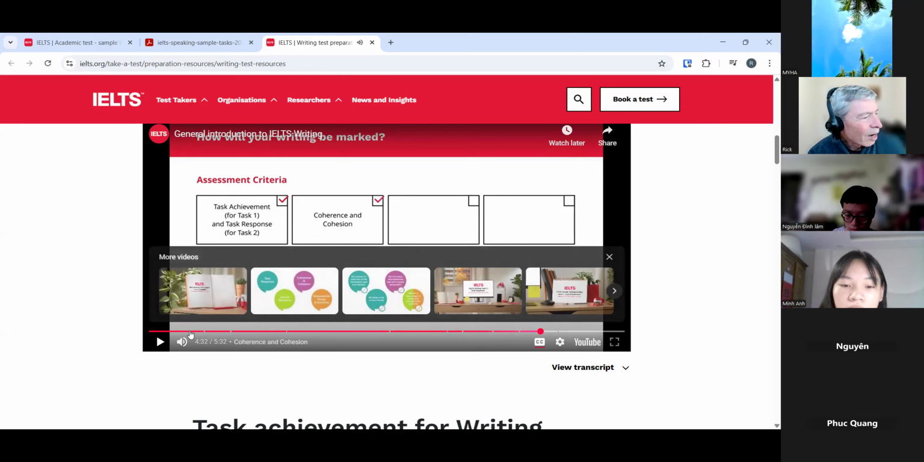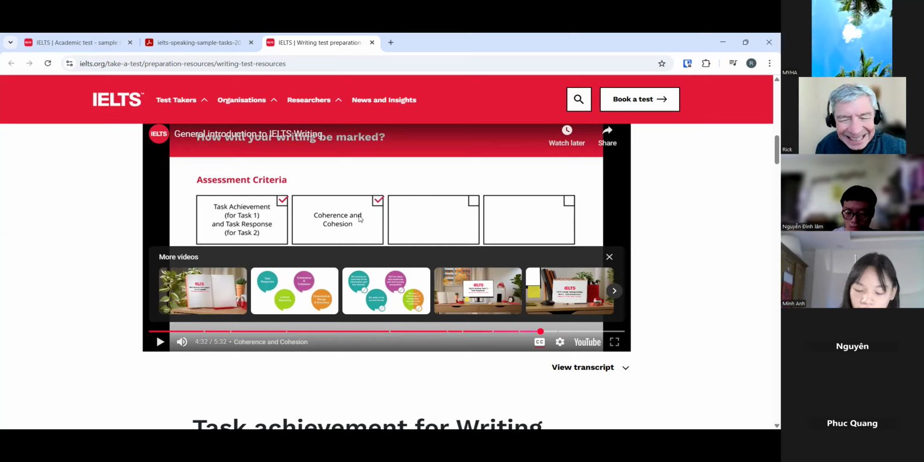The third criterion. Okay, this one here, coherence and cohesion. All this means is, does your answer make sense? If someone is reading your answer, can they understand it? Can they understand what you are trying to say? And it also means, have you followed the correct structure? Have you followed the correct structure?